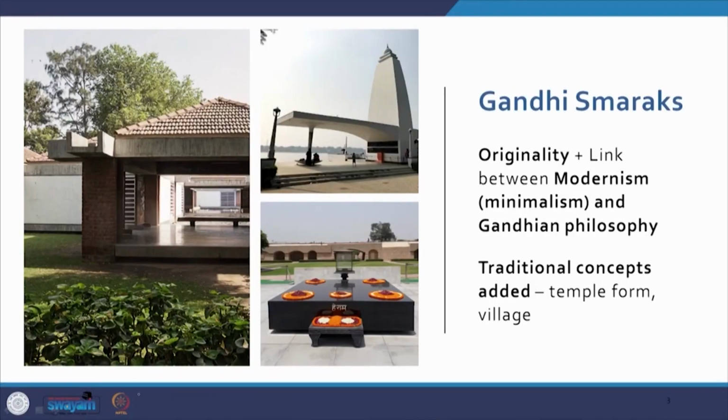For example, in the Gandhi Smarak that was in Barrackpore, in a general sense there was originality, there was a link between modernism and Gandhian philosophy. Along with that, the Indian interpretation was that traditional concepts like the Indian temple form and the village were also incorporated.